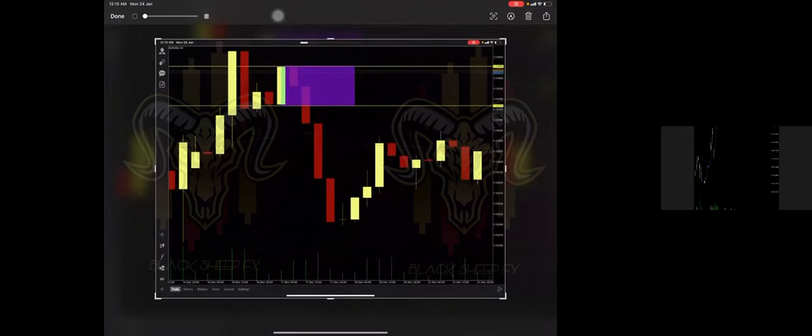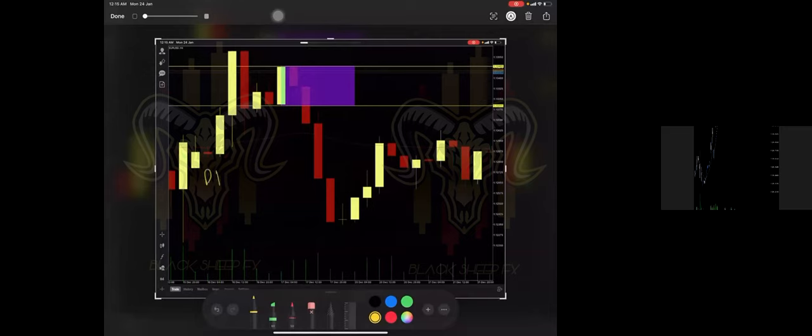I'm just sketchy. I don't do this every day. I used to do this when I was a noob. So if you want to be pro, you do this. If you don't want to be pro, you don't have to do this. Dr. Black Sheep report. Hypothesis. Potential seller zone. Purple box.